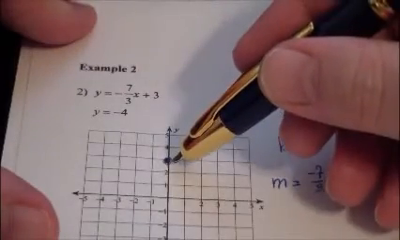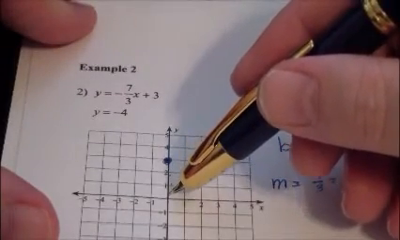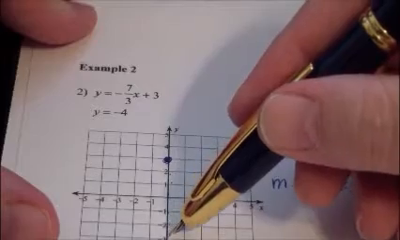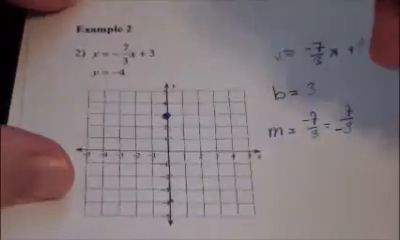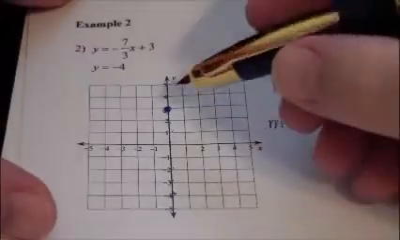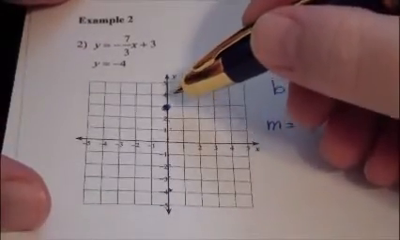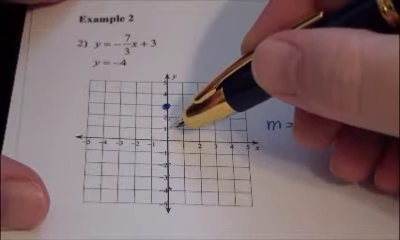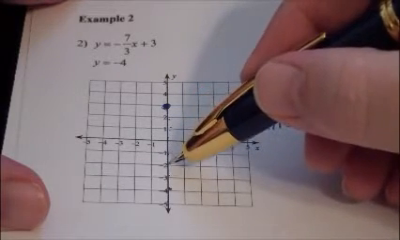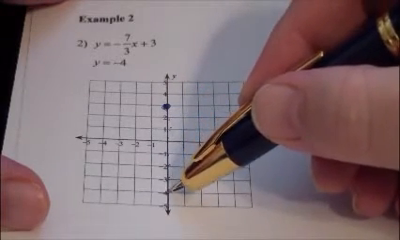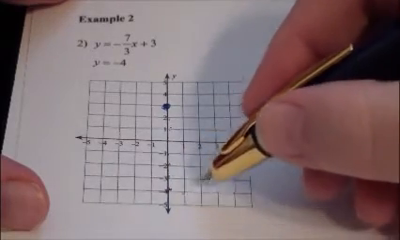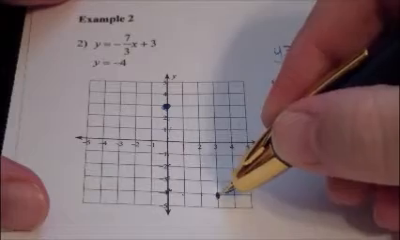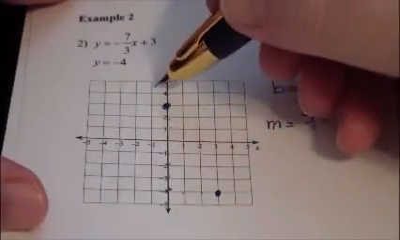So we go down 7. 1, 2, 3, 4, 5, 6, 7. Let's do that again. So starting up at 3, the y-intercept, we go down 7. 1, 2, 3, 4, 5, 6, 7. And it's positive 3, so 1, 2, 3. Got a long stretch here.